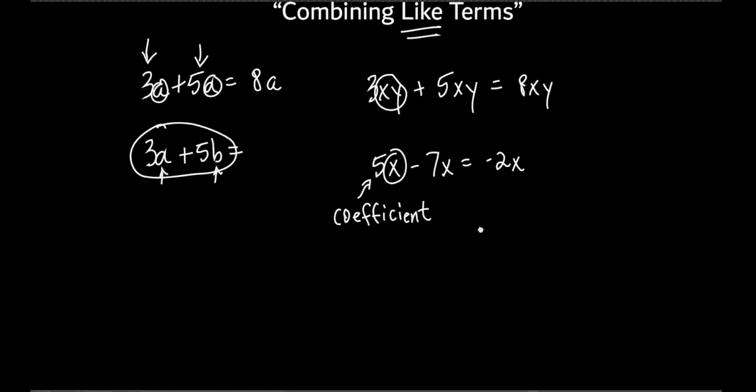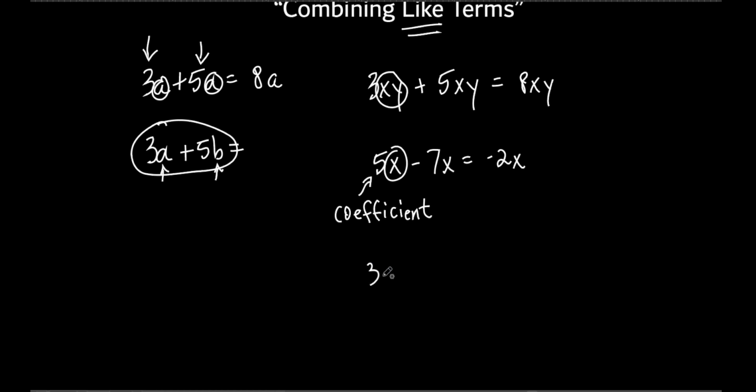What if you had this? What if you had that 3xy again, and then you had plus 2x minus 3y? What could you do here? Leave it. Just leave it. Why? They're not the same, because there's no like terms.